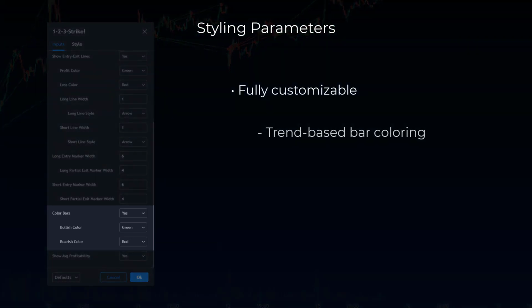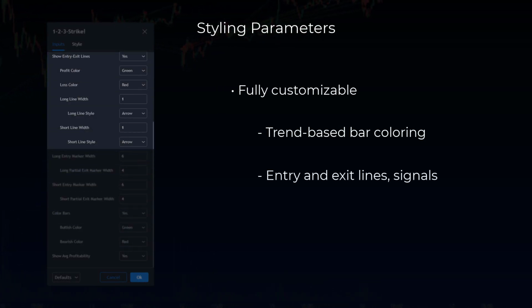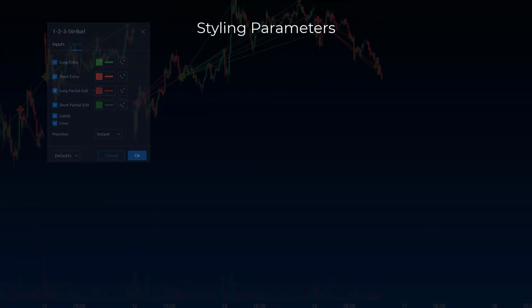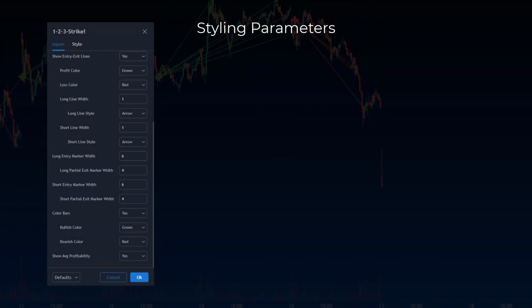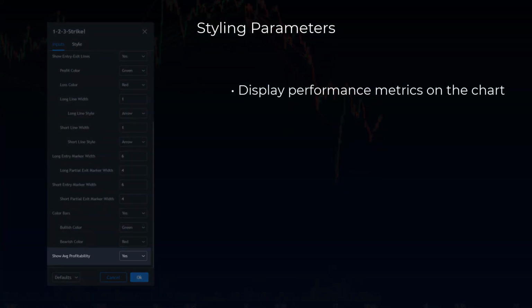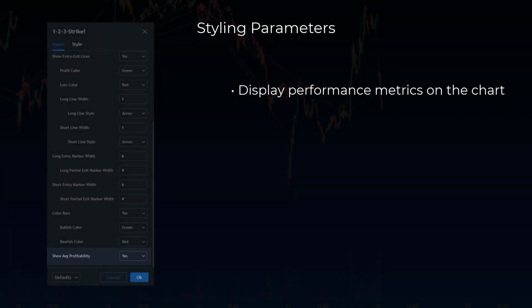The styling parameters provide total customization of every visual aspect of the indicator. The trend-based bar coloring can be toggled and customized, and the style and color of the entry-exit lines and signals can be selected as well. As we'll soon see in the trading example, 1-2-3 Strike also has the ability to display the average efficiency of its signals on the chart, allowing you to gauge expected performance and conveniently optimize your parameters at a glance.